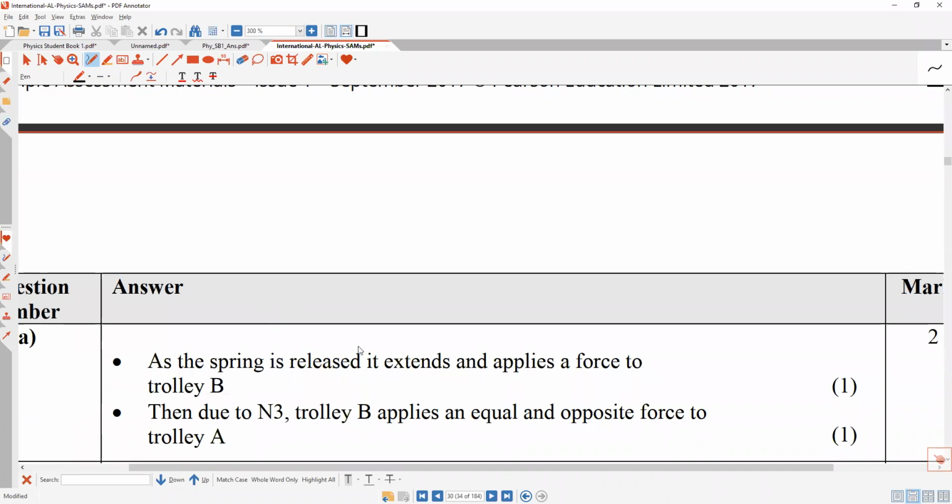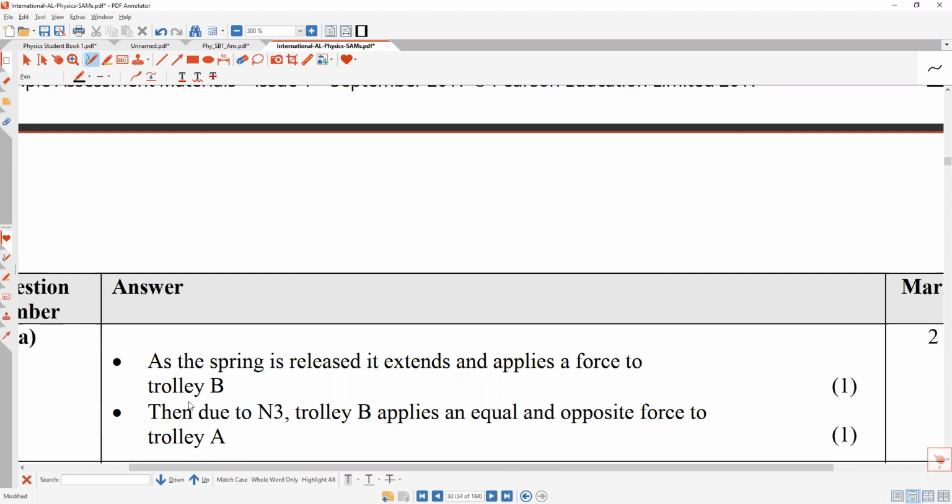As the spring is released, it extends and applies a force to trolley B. I thought it is due to the conservation of momentum. Initial momentum is zero, final momentum is supposed to be zero, but they explained here in terms of Newton's third law. Yes, and also the property of a spring.